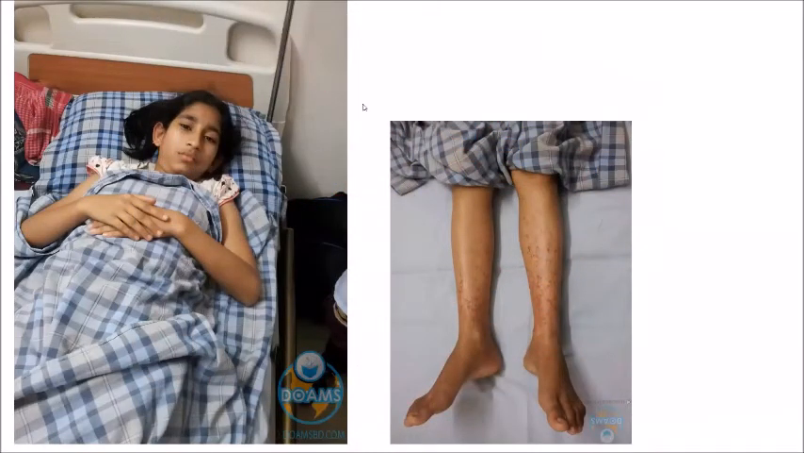This young girl has arthritis, joint problems, and tummy pain. If you look at this leg, you find this type of red spots. What could the spots be? I am asking you, doctors, please, anyone give the answer. Is it bleeding or not?